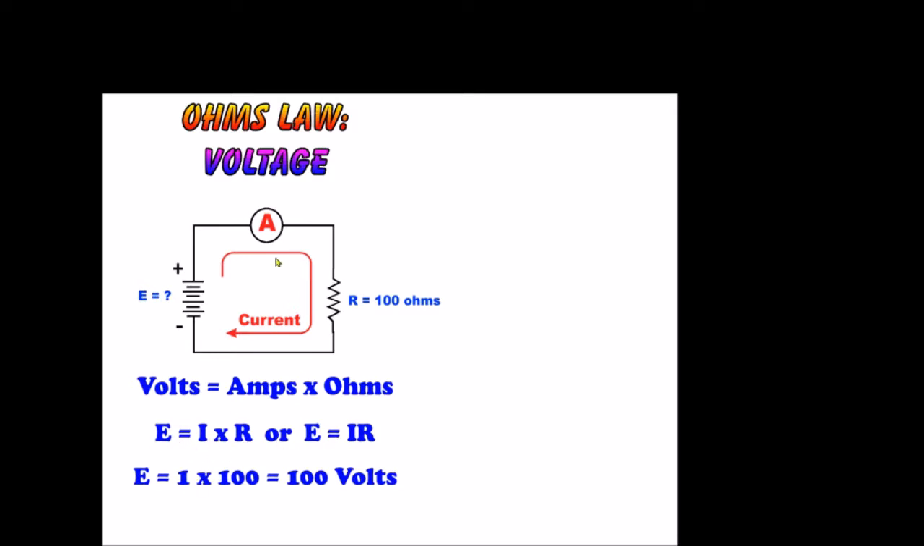If we have 1 amp, and that's not shown here, but let's say we have 1 amp of current, well, what is the voltage that we need to push 1 amp of current through 100 ohms? Basically, we're going to need 100 volts to push 1 amp of current through 100 ohms.